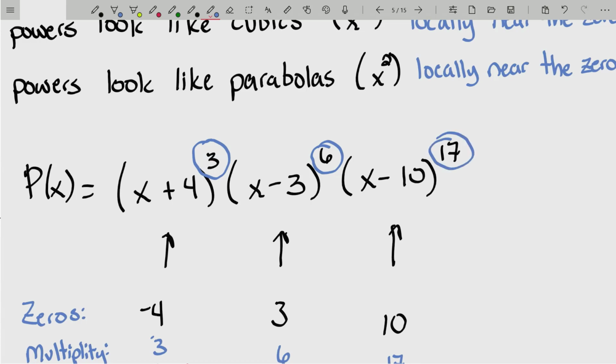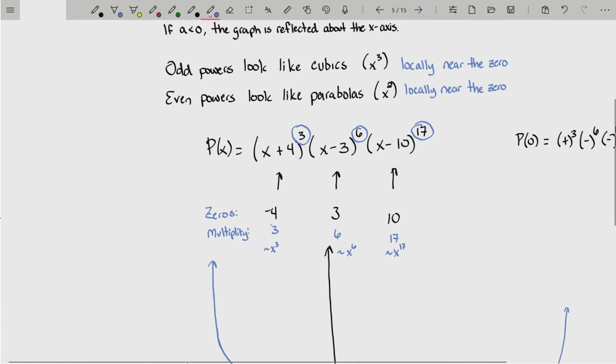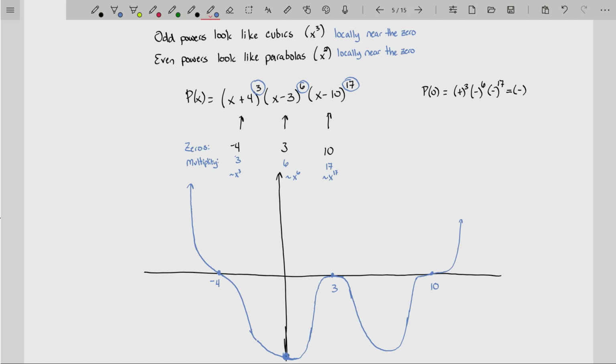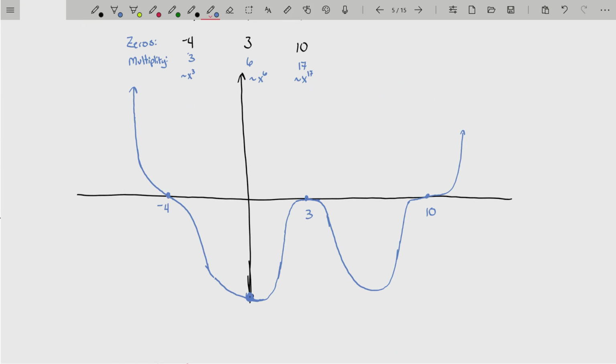And then if you were to wish pain upon yourself, you can multiply out that binomial 17 times to get x to the 17th and a bunch of other stuff. But x to the 9th times x to the 17th would be x to the 26th power. And that's an even power, so the end behavior should be like a parabola, up and up. Because again, it's very roughly like x to the 26th power, with a positive leading coefficient. And that's a pretty good sketch of this polynomial with proper behavior near the zeros.